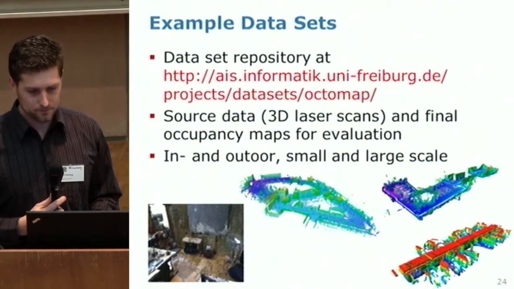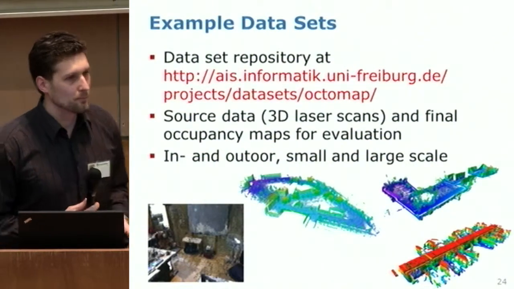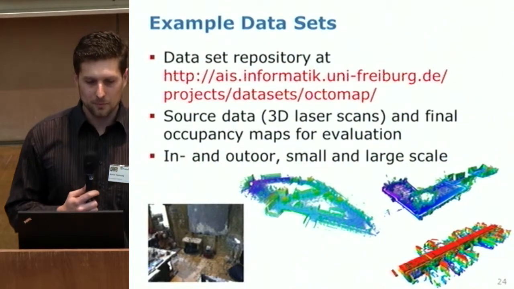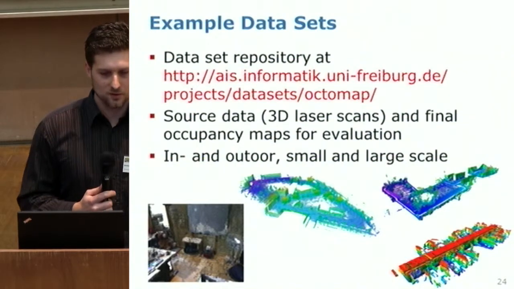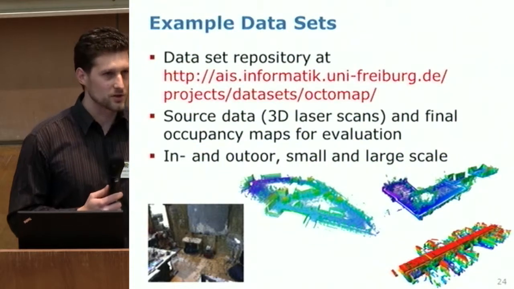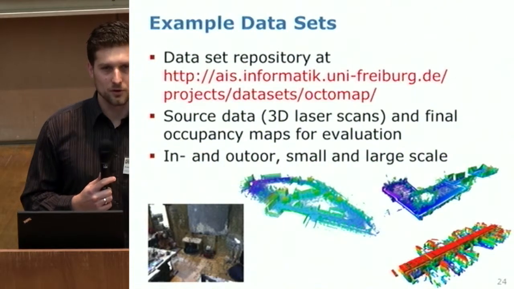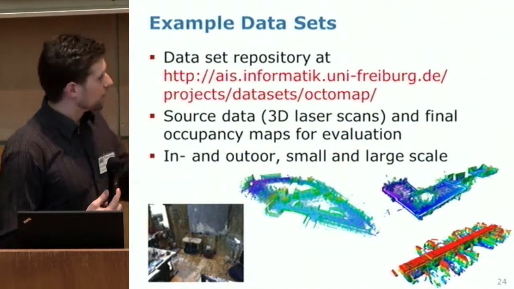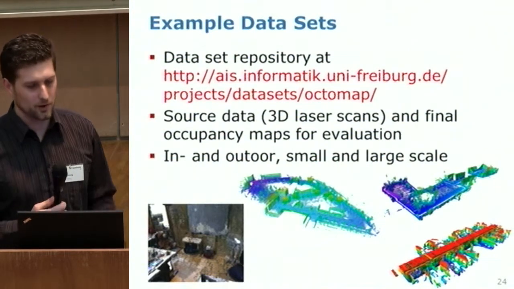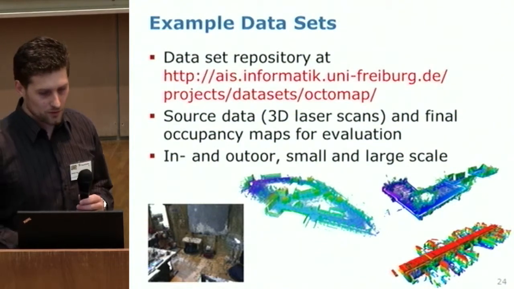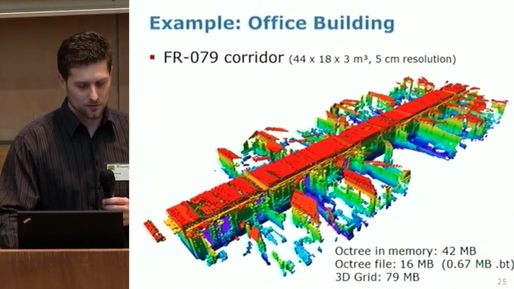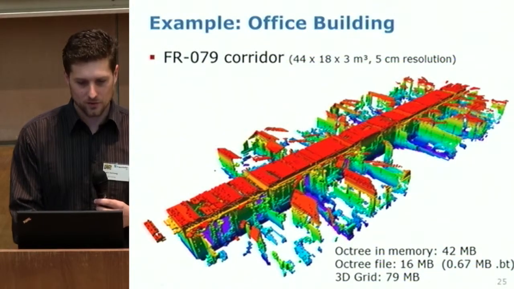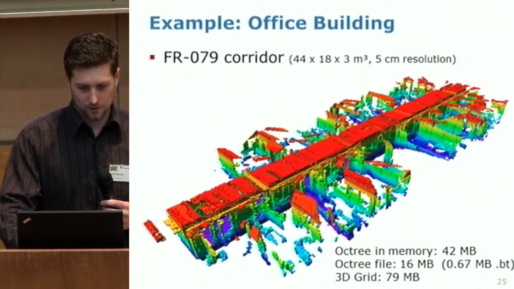So let's look at some properties of the library, or how we can do mapping and how it will perform on various datasets. We'll have all these datasets and evaluation instructions online. So if you want to work on some improvements or want to compare your mapping algorithm to it, then you can look at our datasets there and compare. The sources here are usually 3D laser scans, since this was the robot and the sensor we had at the time we built the datasets, in and outdoors, small scale and large scale.